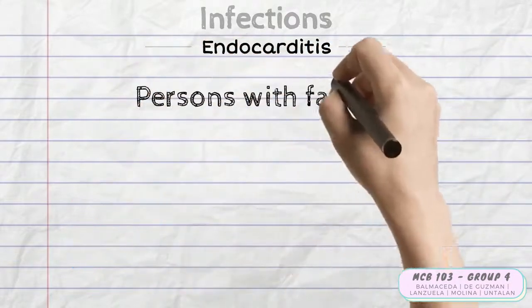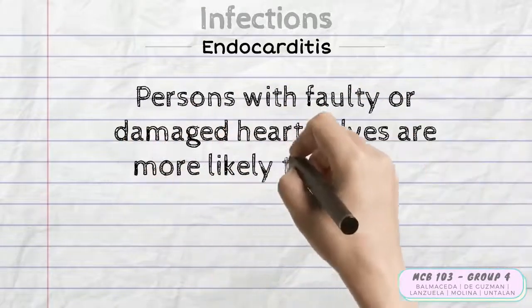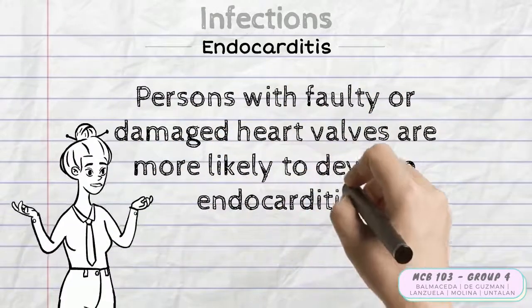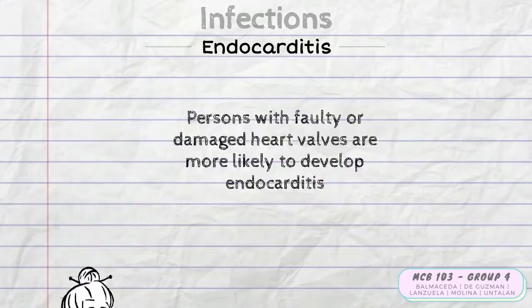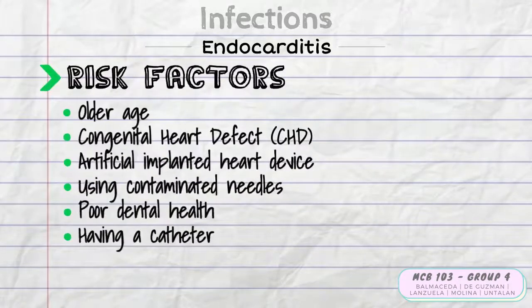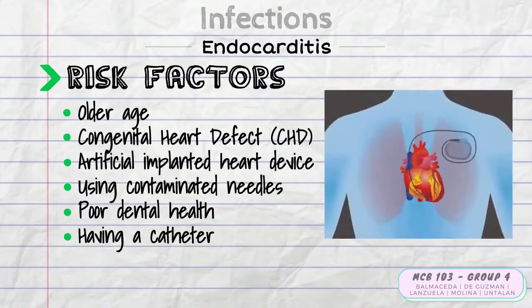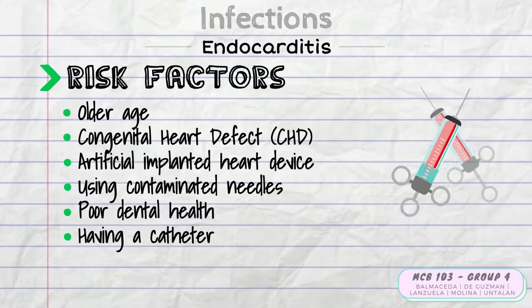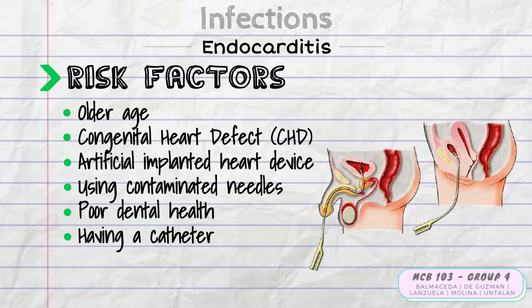Persons with faulty or damaged heart valves are more likely to develop endocarditis. It is uncommon among individuals with healthy hearts, but this doesn't mean that they cannot develop the said infections. Other risk factors include older age, having a congenital heart defect, having an artificial implanted heart device like a pacemaker, using contaminated needles to inject drugs, poor dental health, and having a catheter for a long period of time.